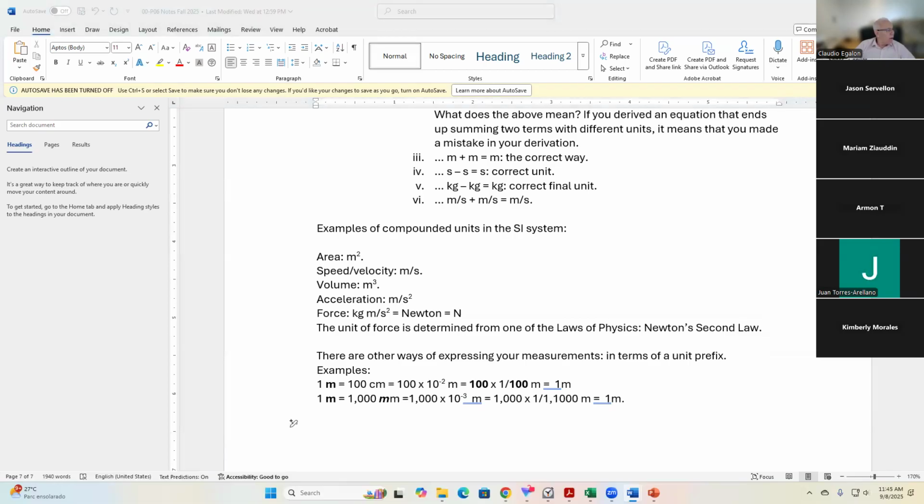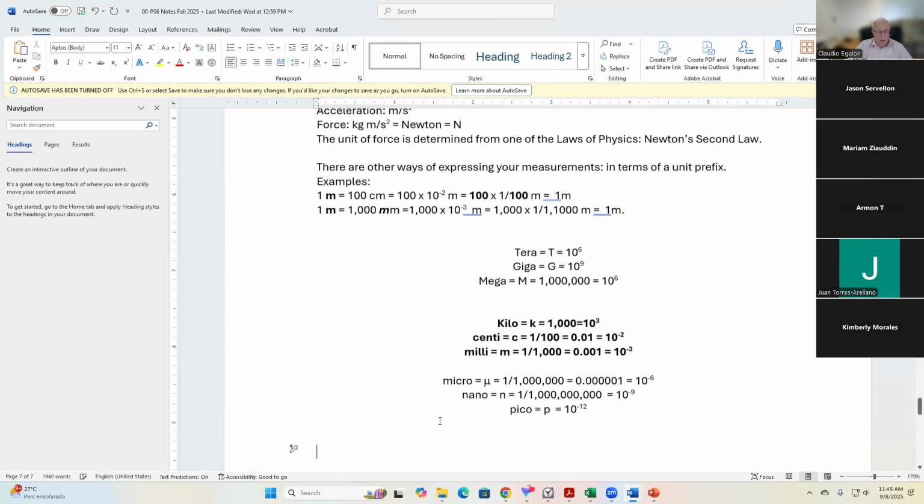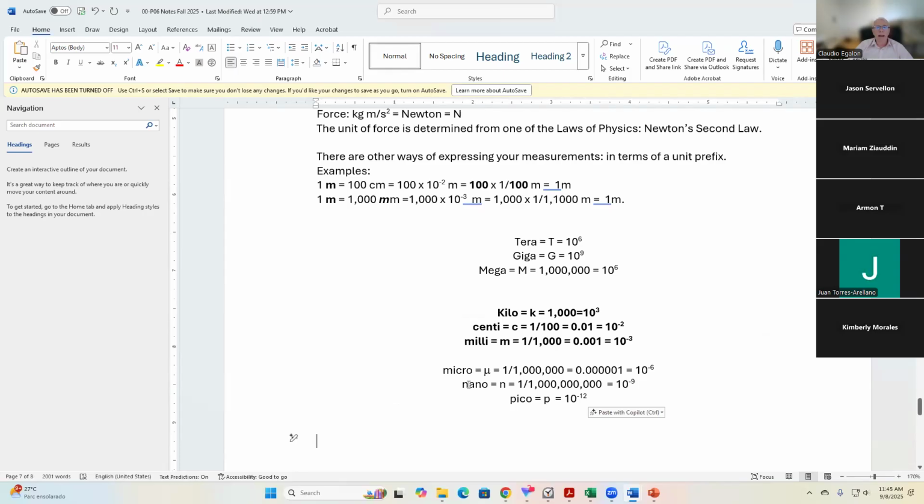I'm going to write that down here. It's not all the prefixes that you're going to see out there, but it's enough. Let's see. Giga, and here is 1 tera. Oh, I put 10 to the 6. It's not 10 to the 6, it's 10 to the 12. Tera is 10 to the 12. Giga is 10 to the 9, just like in gigabytes, 1 billion bytes. 1 megabyte is 1 million, 10 to the 6. You have to memorize that, okay?